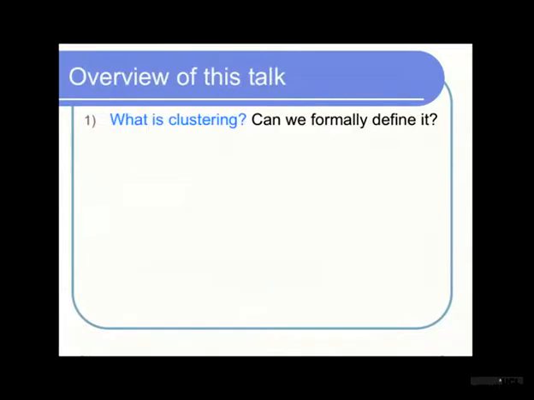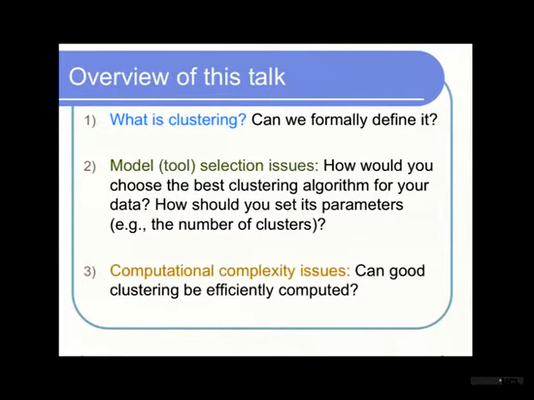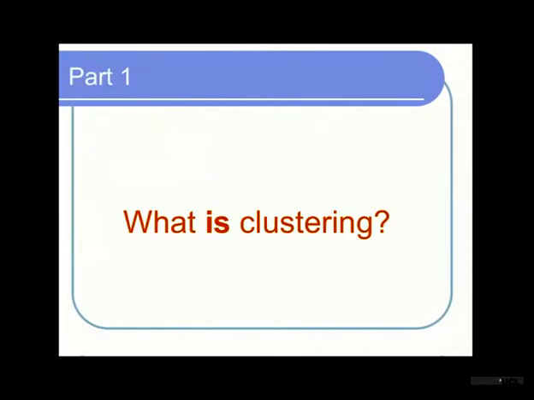Okay, so we are trying to do theory of clustering, and the first question we can ask is, what is clustering? Can we formally define it? There are other questions. The other one that I'm going to talk about is the model selection issues. So how would you choose the best clustering algorithms for your data? And how should you set the parameters, like the number of clusters? This is a question that I'm going to focus on, but I'll start with trying to define what clustering is. And in the talk on Wednesday, I'll talk about computational complexity issues, but that's not for today.